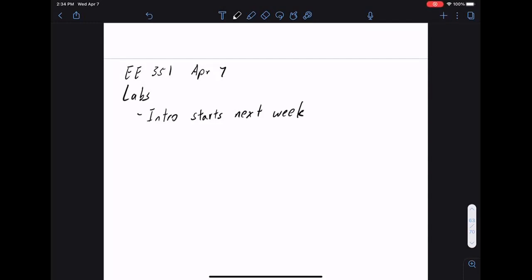Again, for groups, you can find your own groups or wait until the section. TAs can assign groups for you. We're looking for groups of 2 or 3. Any questions about the lab?